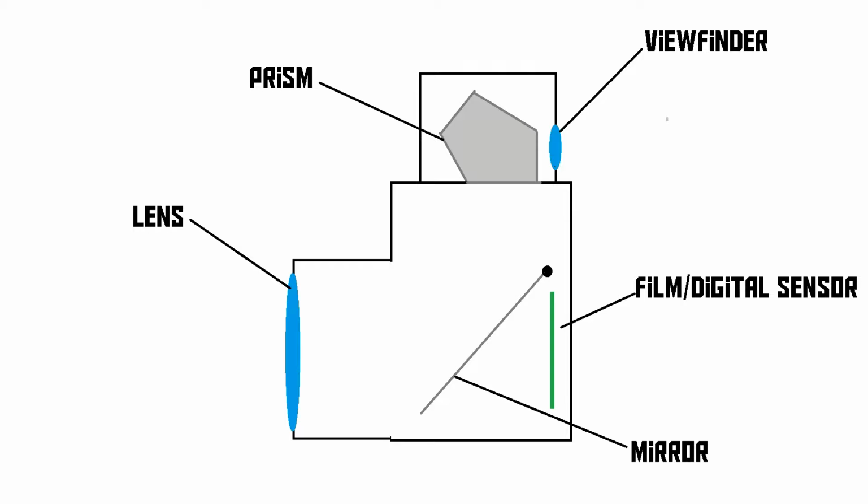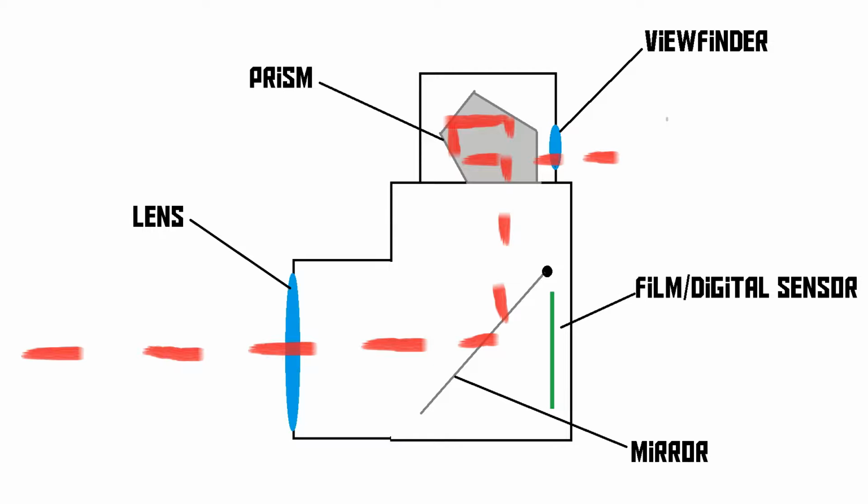To solve the issue of the TLR camera, people came up with the SLR camera. The SLR camera only has one lens, so what happens is the light shines into the lens, it bounces upwards against that mirror, it goes into a prism, then it bounces back and forth a few times, and then it goes into the viewfinder, into your eye. That way, what you see through the viewfinder is exactly what the final image will look like.